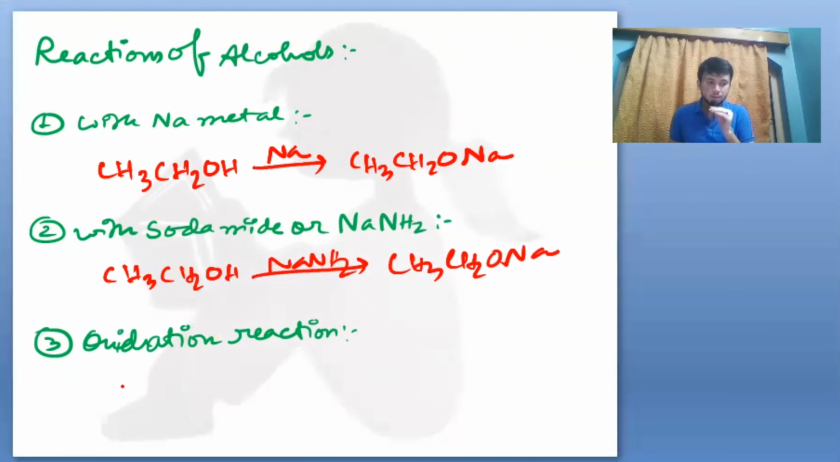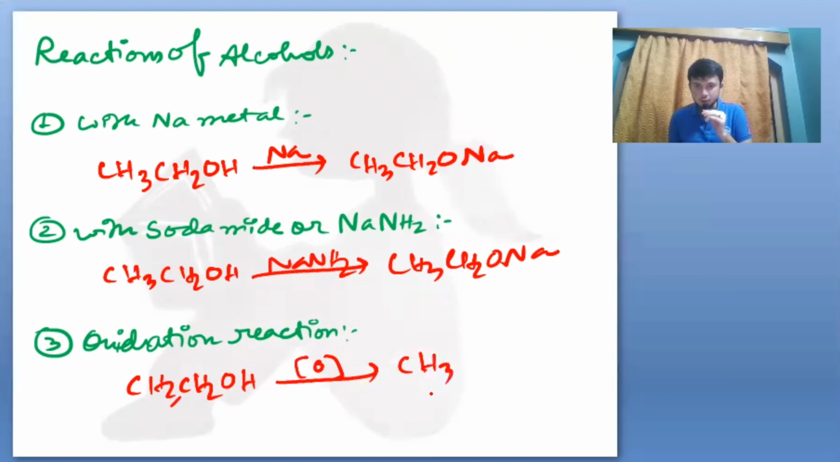Now there is our oxidation reaction. In the oxidation reaction, if we have this and we oxidize it, then what comes? It gives us a carbonyl compound like this from CH3CH2OH. If we oxidize it, it gives us CH3CHO. Okay.